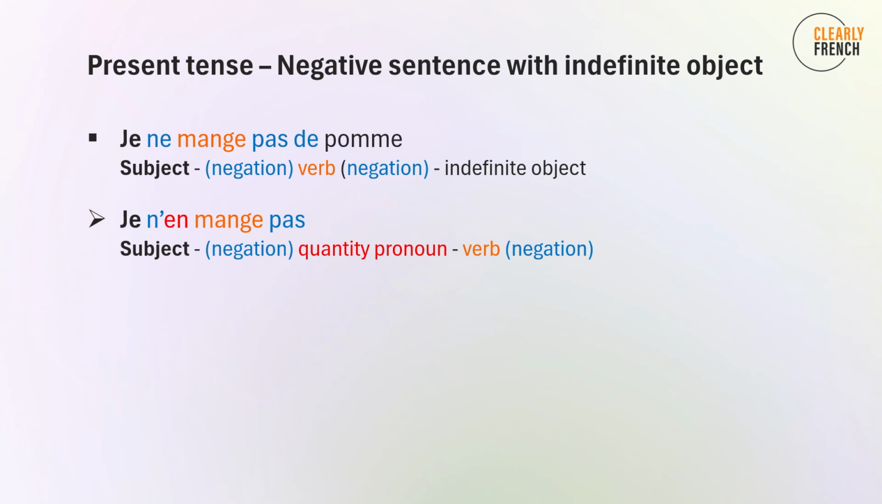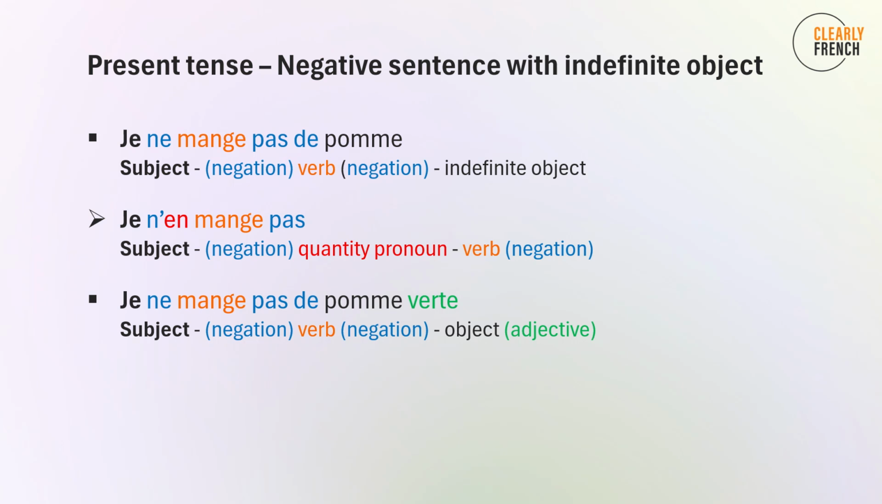Je n'en mange pas. I don't eat any of them. You see, the en is the of them again. But here the de has gone because it's already contained in the en. And oddly enough, the ne of the negative goes even before the quantity pronoun. And that's something you have to remember if you want to use your ne, if you're writing. Otherwise, j'en mange pas is what you would say.